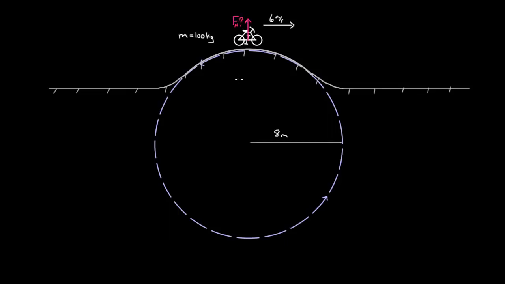Now let me show you what you can't do, because most people try to do this. They really want to say that the normal force is just going to be equal to the force of gravity. Therefore, since the force of gravity is mg, the normal force should just be mg.